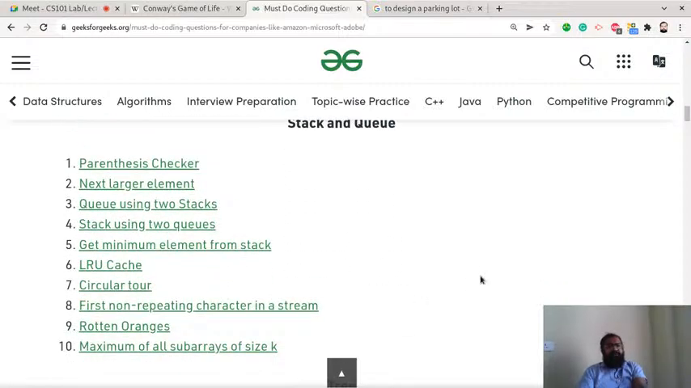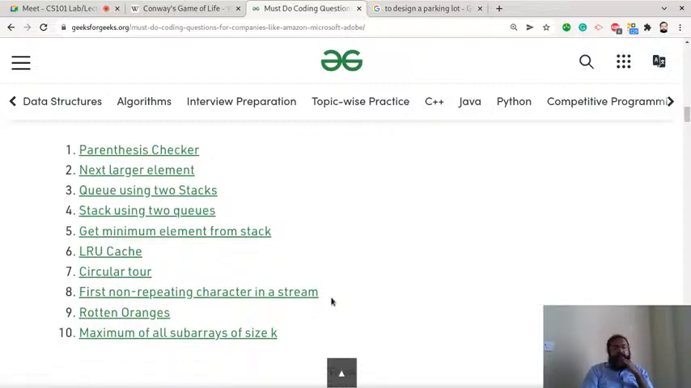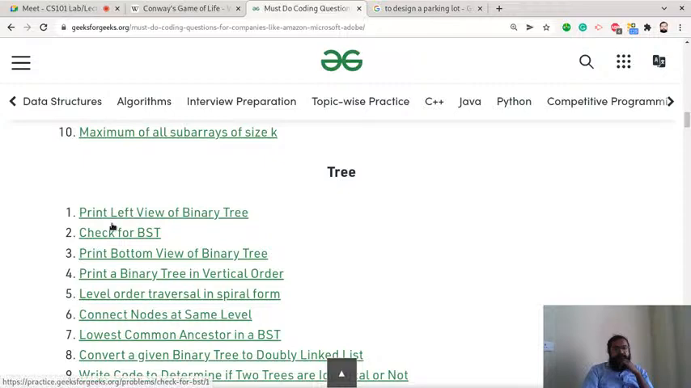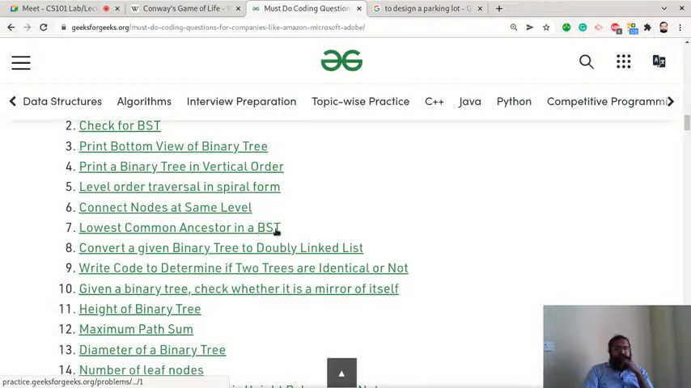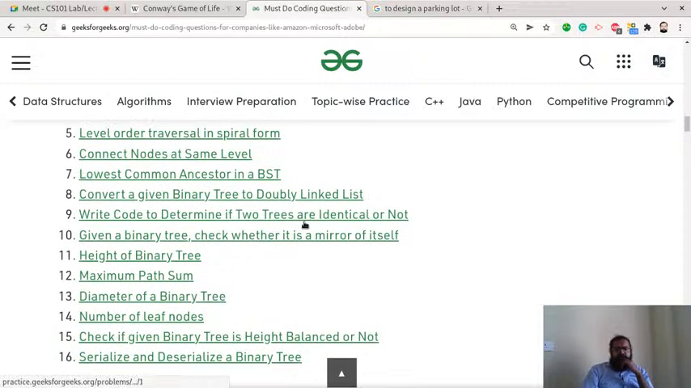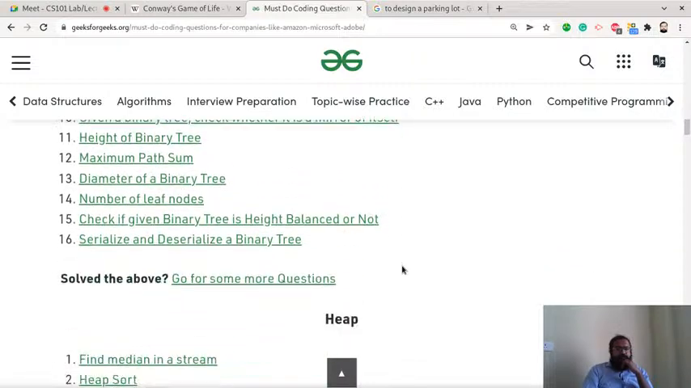Then you have something like stack and queue. So there we have some questions like LRU cache. Of course, it's something that you may not know until you learn operating system. So there's a subject called operating system. And then you have tree, where you have binary tree, BST, vertical order of a binary tree, lowest common ancestor in a BST, convert a given binary tree to doubly linked list. So there you have to learn what is a doubly linked list and all those things.